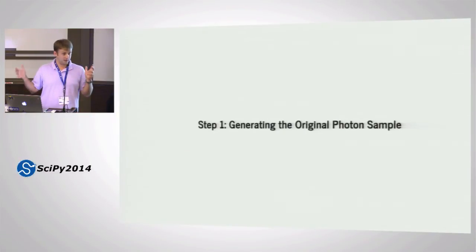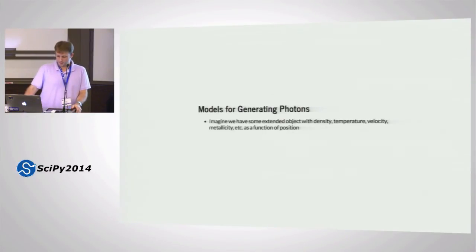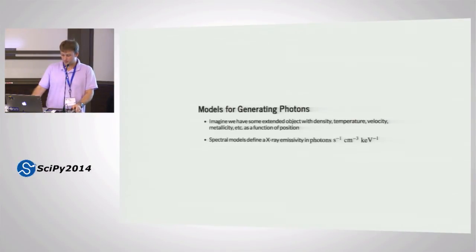So step one, we have to generate this big photon sample in 3D. The first thing we need is a model. So imagine we have some extended object, like a galaxy cluster, with density, temperature, velocity, and metallicity as a function of position. Spectral models define an emissivity in photons per second, per centimeter cubed, per some energy, in this case kiloelectron volts. So you can imagine in terms of your simulation, you have all these cells, or all these SPH particles that have these quantities of density, temperature, and metallicity, and they're emitting photons at a rate that is determined by those, given some kind of spectral model.